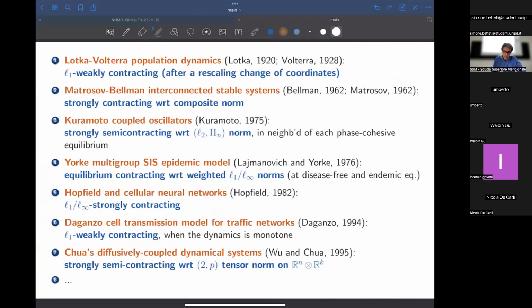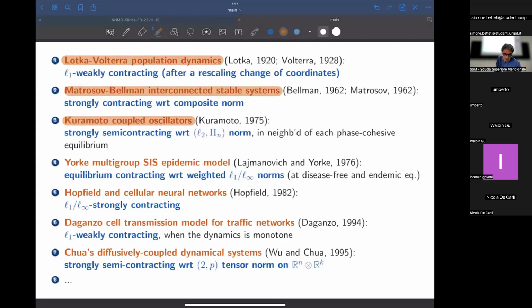Now, I was asked about examples. In this slide are 2 bits of information. Over the last 100 years, people have studied nonlinear network systems as they arise in a broad range of different disciplines. Lotka and Volterra studied population dynamics in the 20s and later. Matrosov and Bellman started the study of interconnected systems in the 60s. Kuramoto designed his famous model of coupled oscillators, which is one of the most expressive models of coupled systems that display synchronized oscillations. He did that in 1975.